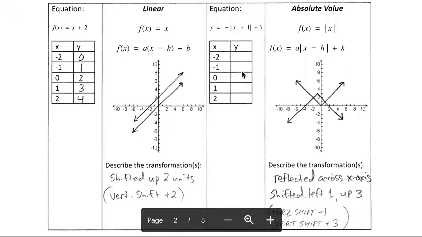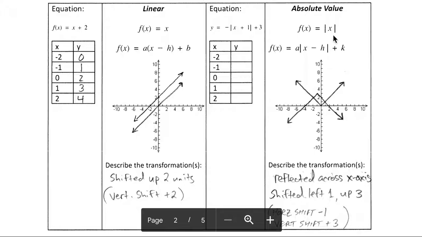So you could fill in your data table. If I plug a negative 2 in here, negative 2 plus 1 is negative 1. The absolute value of that is 1. Make it the opposite. It's negative 1 plus 3. So we get 2. So negative 2, 2 should be a point on my graph right there. Plugging in negative 1, we get 0 here. So negative 1, 3 should also be a point on our graph. There it is. That actually turns into the vertex. Plugging in the rest of the values, you should see how you finish off the graph. But we don't need this table.